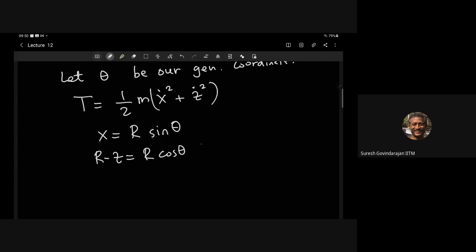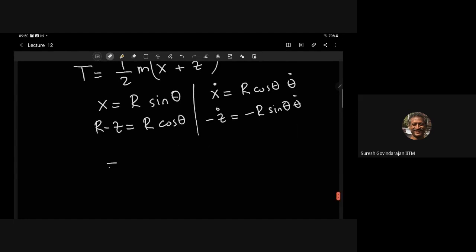So from this we can just work out what x dot is. x dot is r cosine theta, theta dot. And this will tell you minus z dot equal to minus r sine theta, theta dot. So if you plug it in there, what we get is half m r square theta dot square. This is T.